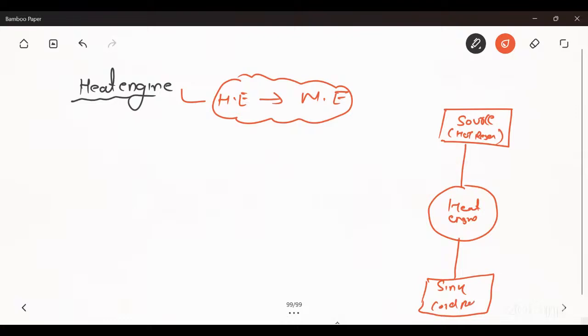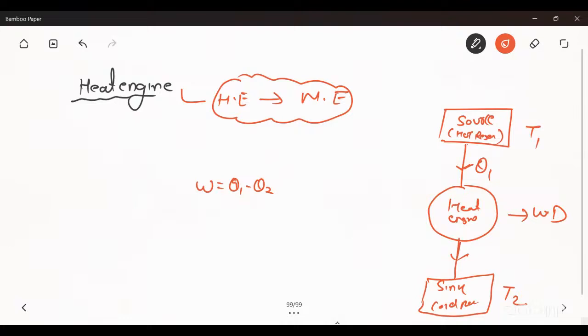Cold reservoir. The heat flow from the source is Q1, at temperature T1. Heat flow to the sink is Q2, at temperature T2. So what will happen? Heat will flow from it. Some work is done by the heat engine. This work done is defined as Q1 minus Q2, and the rest of the heat is supplied to the sink as Q2.